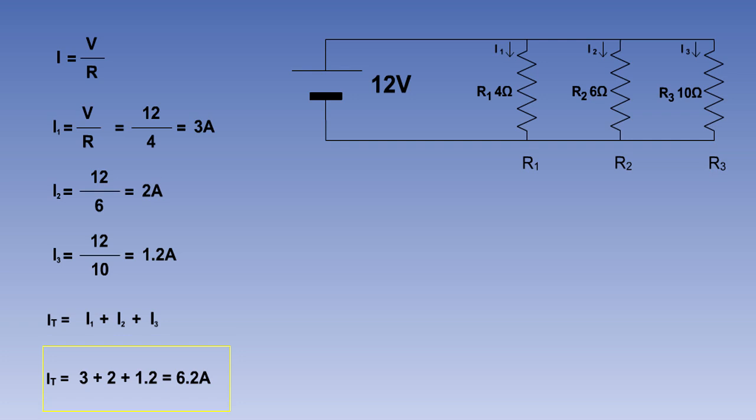According to Kirchhoff's first law, the total current flowing in the circuit, IT, is the sum of these three currents, which is 6.2 amps. The same answer as we got when we used the total resistance.